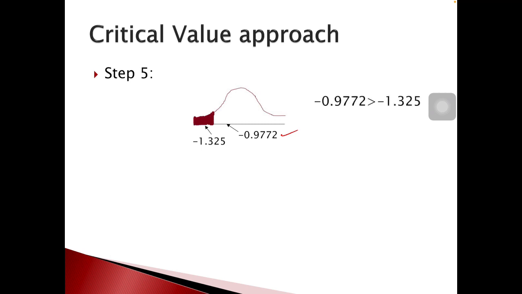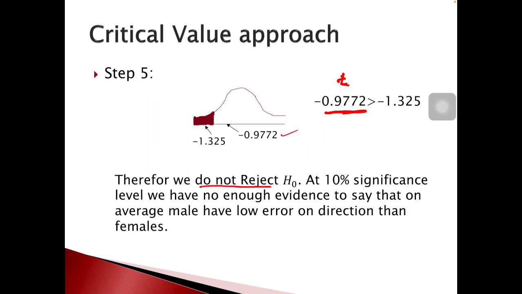So now what can we say? Negative 0.977 means the test statistic value is greater than this table value. So we can say we do not reject H naught at the 10% significance level. We can say further, at the 10% significance level, we do not have enough evidence to say that, on average, males have lower error on detection than females.